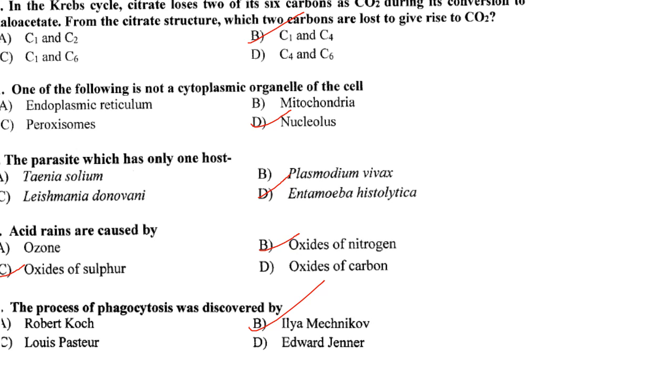Answer is option B. One of the following is not a cytoplasmic organelle of the cell. It is the nucleolus, since it is not bound by a membrane and it is not an organelle. So the answer is option D.